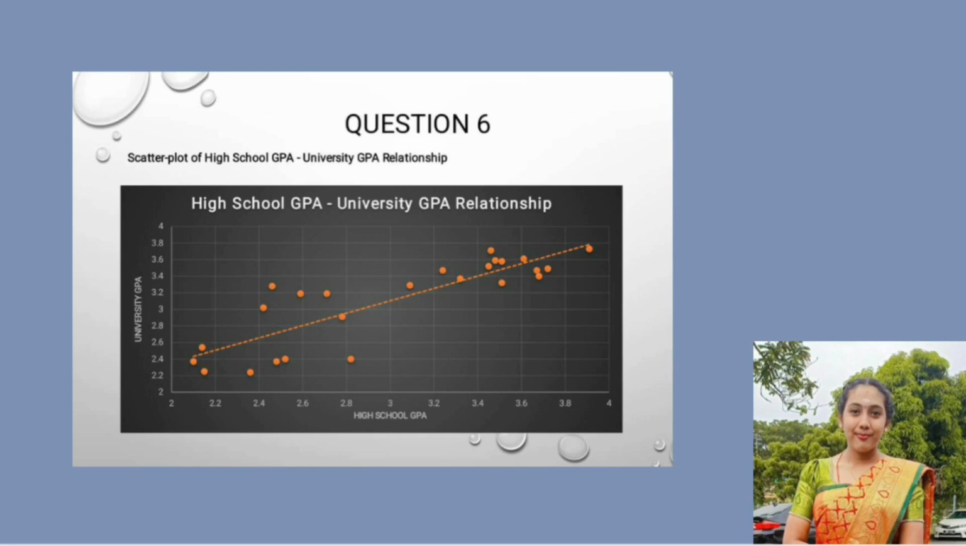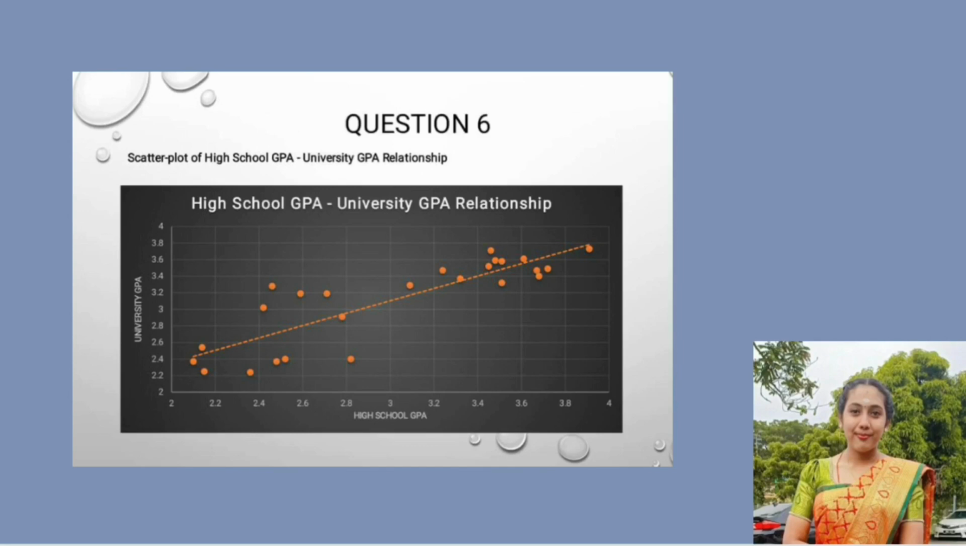Here I want to explain question 6. For this question, as you can see, I have used a histogram to plot this graph. There is a strong positive linear relationship evident between the high school GPA and the university GPA, showcased by the pronounced upward trend line observed in the scatter plot.